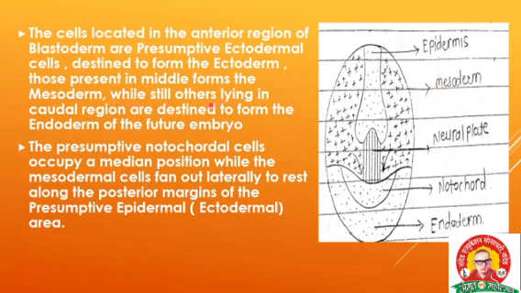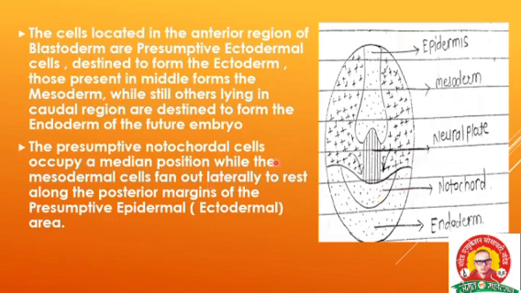While still others lying in the caudal region, meaning below, are destined to form the endoderm. Caudal region means this. When you say the caudal fin, that is the last point of the fish. That is the endoderm of the further embryo. The presumptive notochord, this one, is below the neural plate.